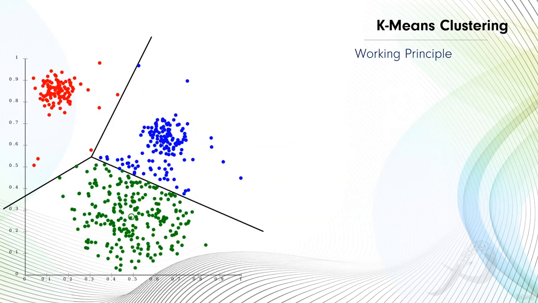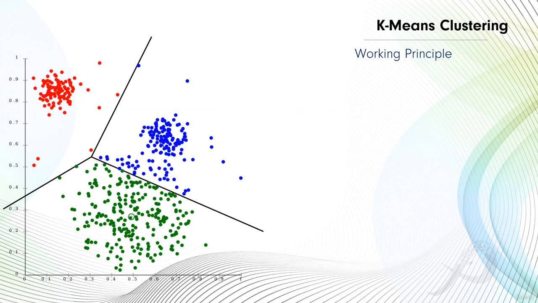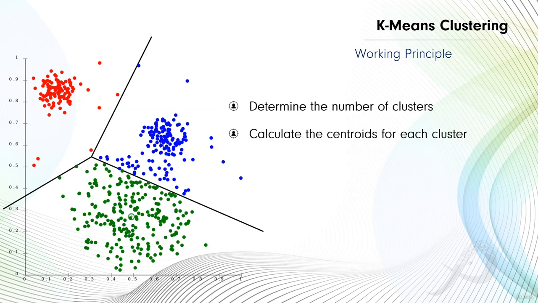Now, let us have a look into what the working principle is of k-means clustering. It employs a partial clustering and is performed on a large data set. We have to set a selection of optimum number of clusters. Now, after determining the number of clusters, we calculate the centroid for each of these clusters. Next, we will have to classify each pattern to the closest centroid.